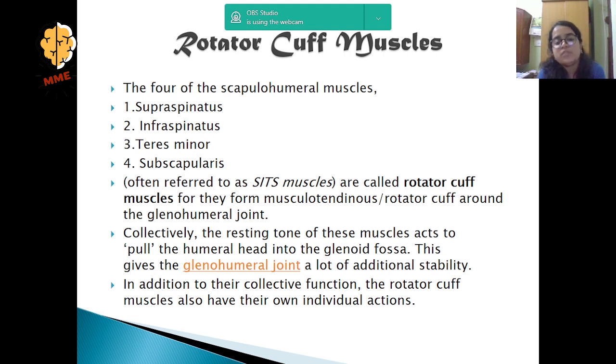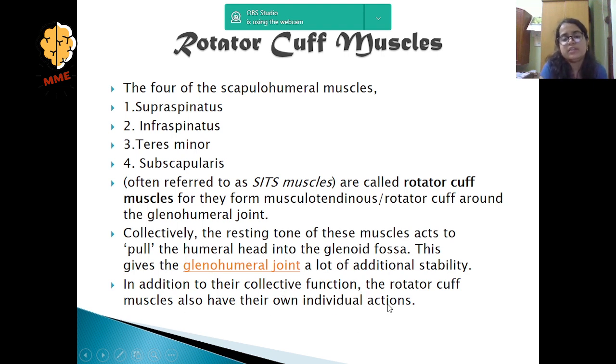What is the function of this rotator cuff? Basically, the resting tone of these muscles acts to pull the humeral head into the glenoid fossa. So if this is the glenoid fossa and this is the humeral head, these muscles pull the humeral head into the glenoid fossa. This stabilizes the shoulder joint in this manner. Posteriorly, it is not present. Anteriorly, superiorly, and posteriorly the muscles are present. Inferiorly, the rotator cuff muscles are not present, and that is why inferior dislocation of the shoulder joint is very common, because there is no such support.